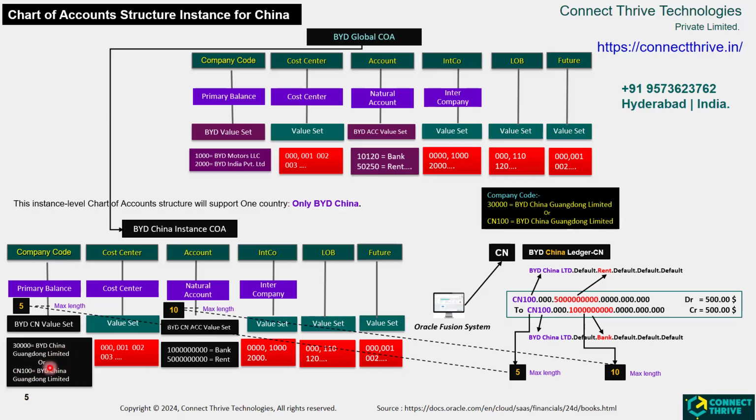They will create the value set values, and the same will be defaulted whenever the user tries to book the transaction. This is the way we can fulfill the China requirement: maintain a separate value set code for the China case at the company code level for the 10-digit national account. We can fulfill it by creating one more chart of accounts structure specific to China. This is the way we can fulfill it.